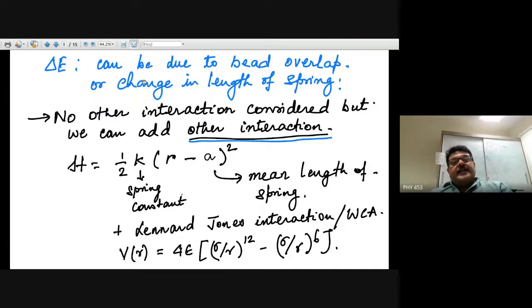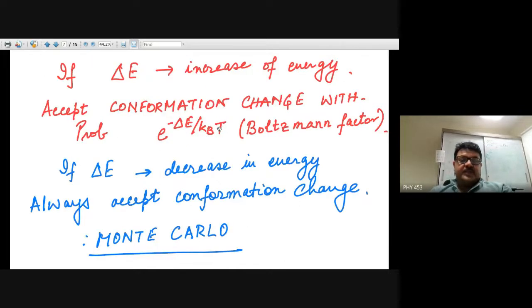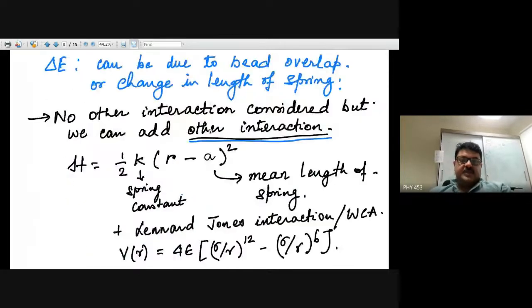Now delta E, as I already told, can be due to bead overlap or change in length of the spring. kBT is of course the thermal energy. At the moment, in the simplest bead-spring model, no other interaction is considered. But of course, we can add other interactions as and when needed when we want to discuss more complicated scenarios.